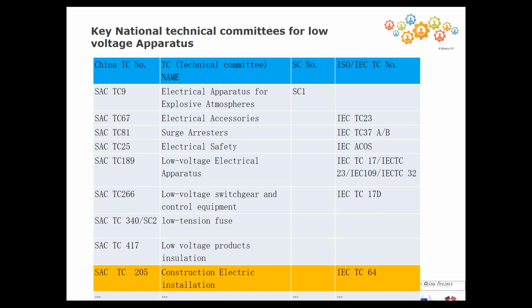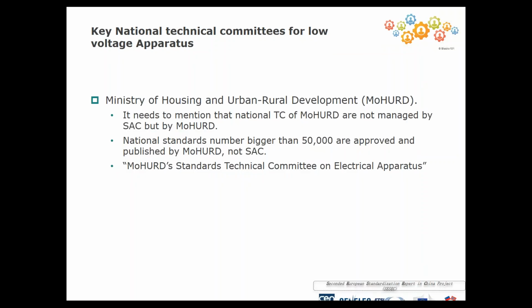Besides all the technical committees managed by SESEC, we also have some other national technical committees organized by the Ministry of Housing and Urban-Rural Development. We call it MOHURD. It needs to be mentioned that the National Technical Committees of MOHURD are not managed by SESEC. So national standards with numbers bigger than 50,000 are approved, published and managed by MOHURD rather than SESEC.